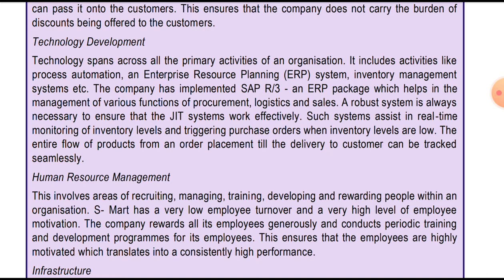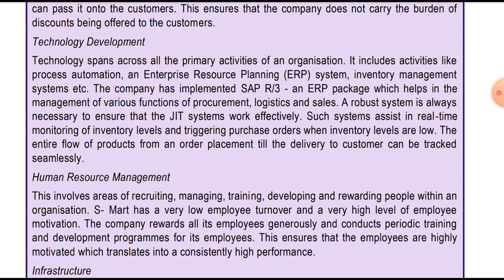The technology spans across all the primary activities of the organization. It includes activities like process automation, enterprise resource planning system, inventory management. So all these are activities like process automation, which should be automated through the SAP, through the ERP package. Then the enterprise resource planning system and inventory management system should be automated.